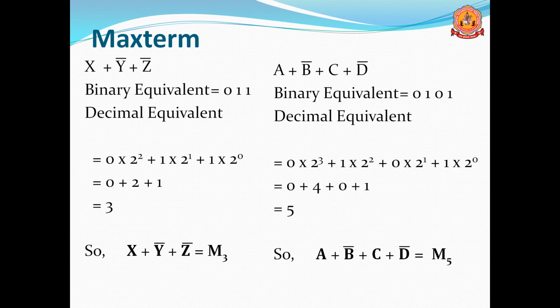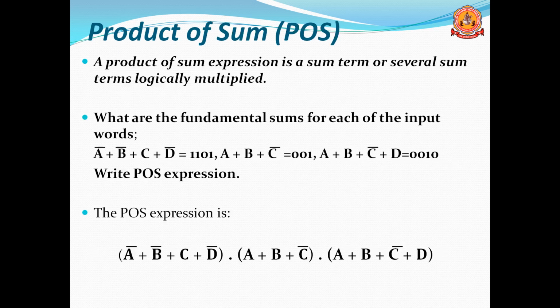So the decimal equivalent is 0 into 2 raised to 3, plus 1 into 2 raised to 2, plus 0 into 2 raised to 1, plus 1 into 2 raised to 0. So it will be 4 plus 1, total 5. So a plus b dash plus c plus d dash will be M5. Like that we can find the designation.